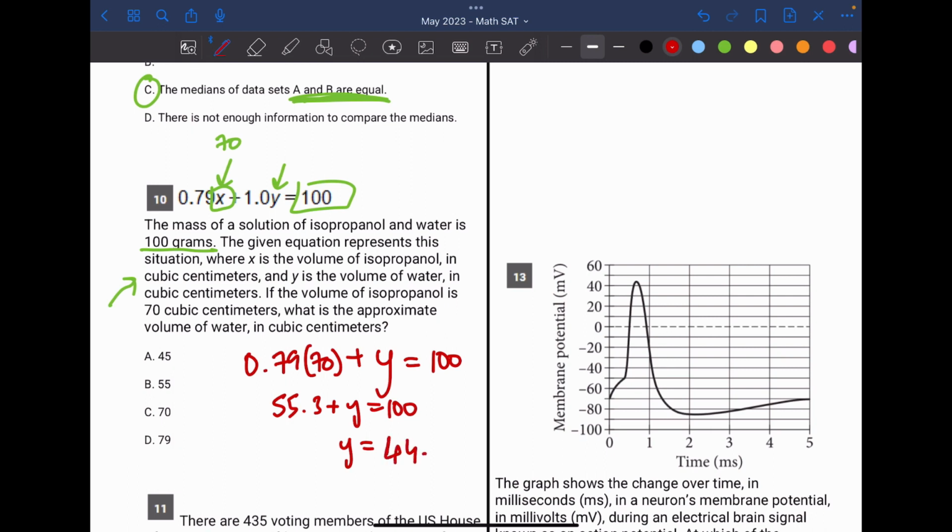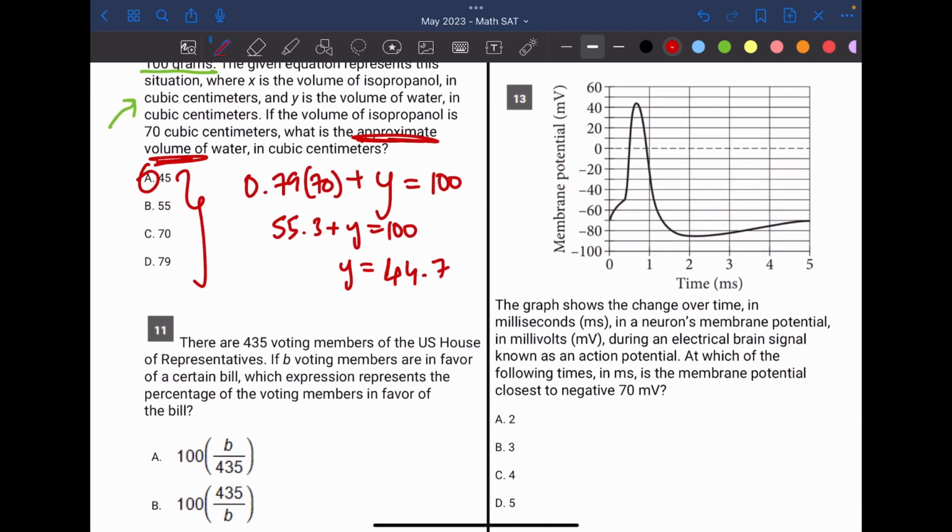And that would give you 44.7. Which of these values is the approximate volume of water? Once again, we're not looking for exact, we're looking for approximate. So which of these values is closest? It has to be 45, so the answer is A. That's it. Question number 11.